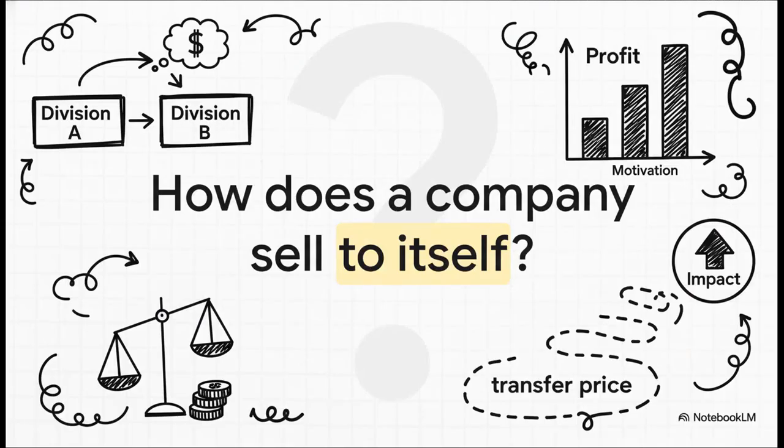Okay, so let's just jump right in with a really fundamental question. How does a company sell to itself? I mean, how do you sell a product from one part of your own company to another? It sounds kind of straightforward, right? But believe me, setting that internal price, what we call the transfer price, has massive consequences. We're talking performance, motivation, and yeah, the bottom line profit.